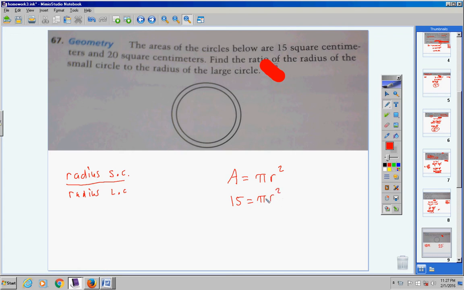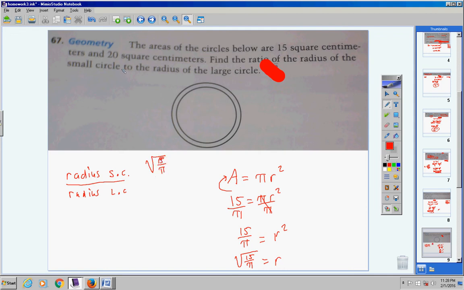So what is my radius? Well, divide both sides by pi. So now I have 15 over pi equals r squared. Now take the square root of both sides. And just leave it like this. Don't try to type it into your calculator. There you go. You found the radius. Was that easy? You put 15 in for your area, and you found the radius. So that goes up top right here, square root of 15 over pi.